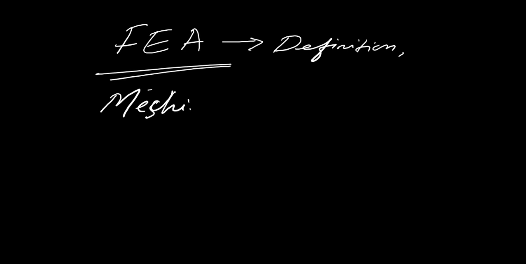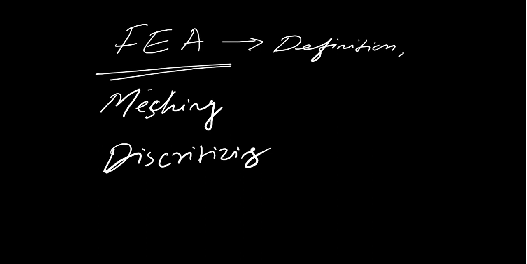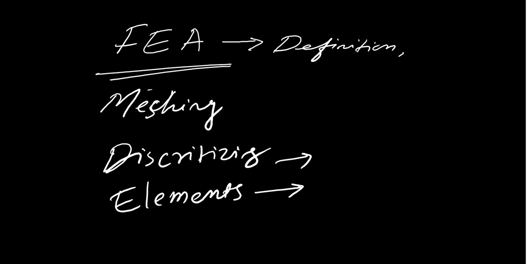What is meshing? And next, discretizing, and what are the different types of elements, and how will the elements be selected, on what factors. So these are some basic questions we will cover in this video. Further questions can be in other videos.